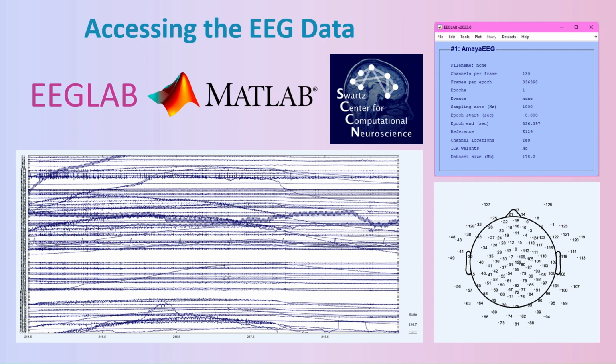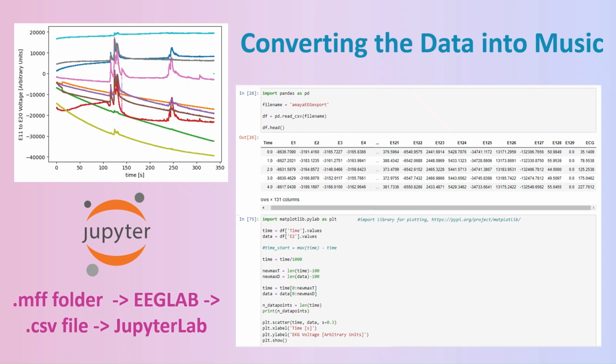a CSV file, which lists each of these data points in a way so that they can be converted directly into an array with rows and columns. So, I had started with an MFF folder containing the EEG data, and then EEG Lab was able to export it as a CSV file, and then this Python-based software called Jupyter Lab was able to access the data values so that I could work with them.